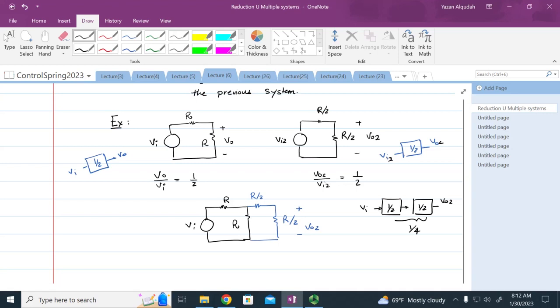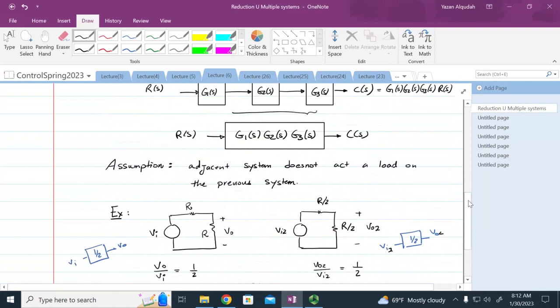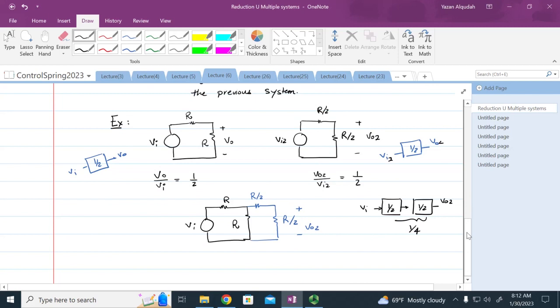Why is it not correct? Because this system that we added here is going to act as a load on the first system. Does that make sense? And therefore, the condition that we can combine these is that the adjacent system does not act as a load on the previous system. When I add this system, if I take the input and replace it with this output, this added system is going to act as a load on the previous system. If that is the case, I cannot just multiply the transfer function of the first by the transfer function of the second one.